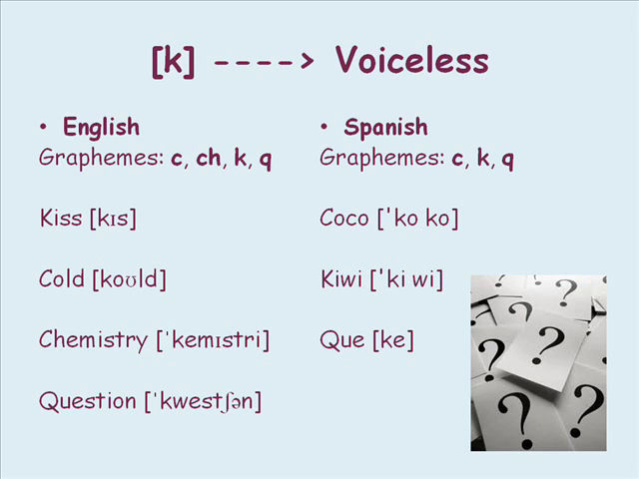This sound is voiceless and represents different graphemes in both languages. In English, in words with a syllable written with K, C, CH, and Q. For example, kiss, could, chemistry, and question. In Spanish, in words with the graphemes C, K, and Q. In the words coco, kiwi, que.